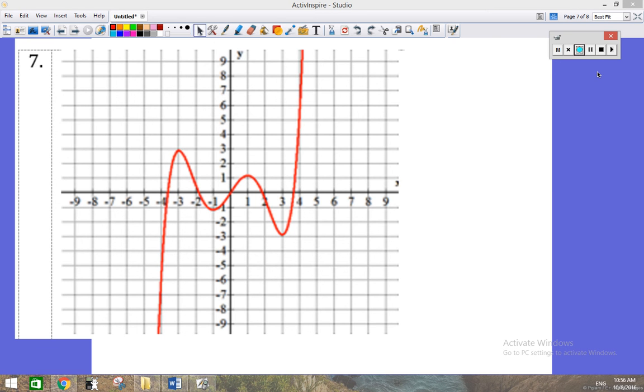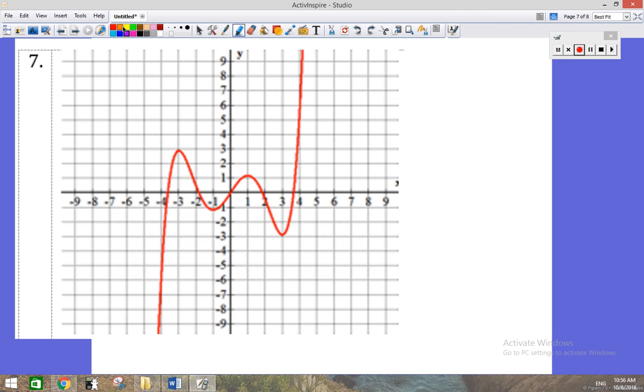Alright, so I think I'm recording. Let's take a look at problems 7 and 8. The directions here are asking us to determine the intervals over which the function is increasing, decreasing, or constant, and also to determine whether the function is even, odd, or neither.